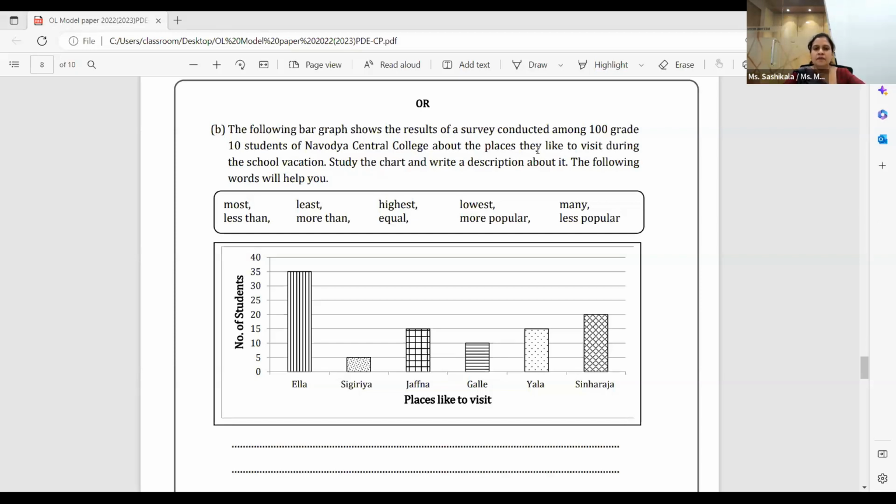Right. Let's write a sentence comparing this given information. Now you want to use "more popular" and "less popular". Now, my method: more popular and less popular, when you are using it.